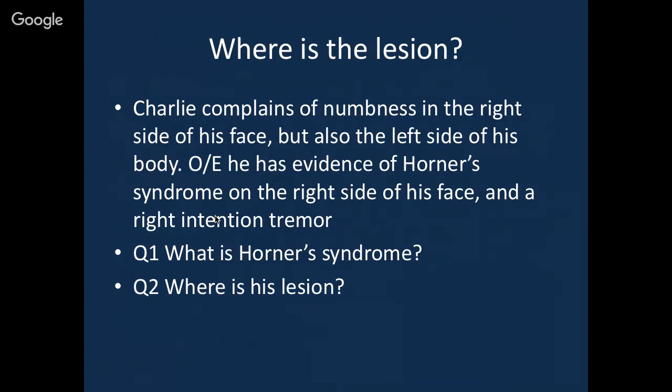All right, Charlie complains of numbness on the right side of his face and left side of his body. On examination, he's got evidence of Horner syndrome on the right side and a right intention tremor. What am I getting at? Where is this stroke? And what is Horner? Can anyone actually tell me what Horner syndrome is first? Horner syndrome, someone just please say it.